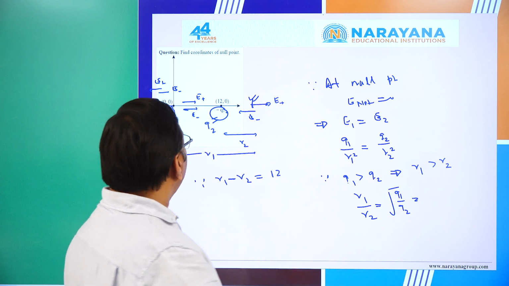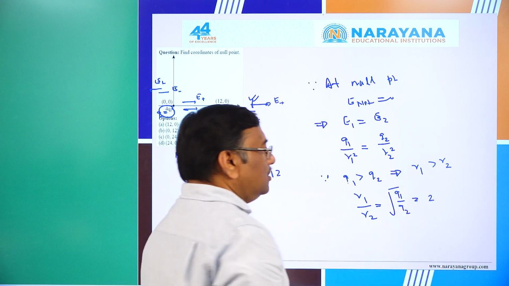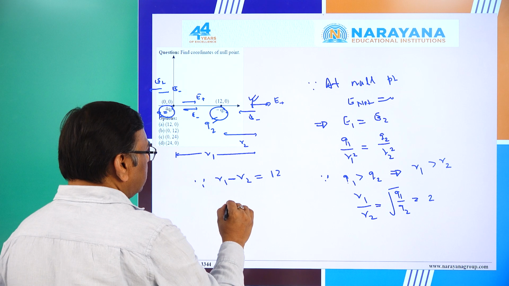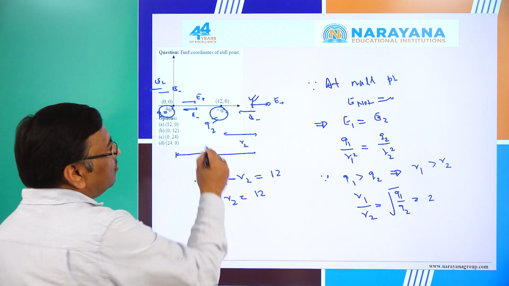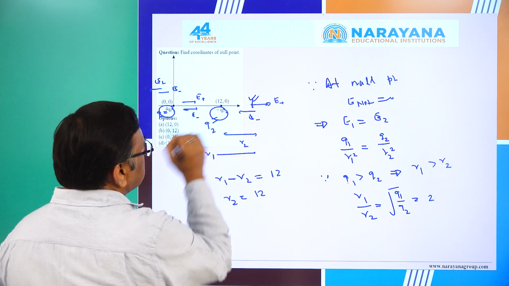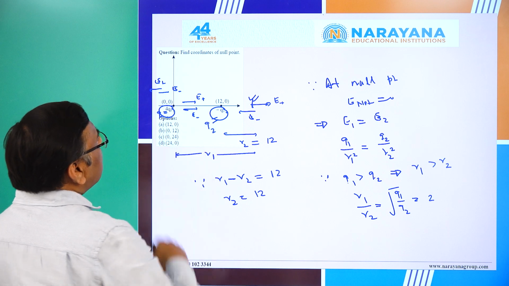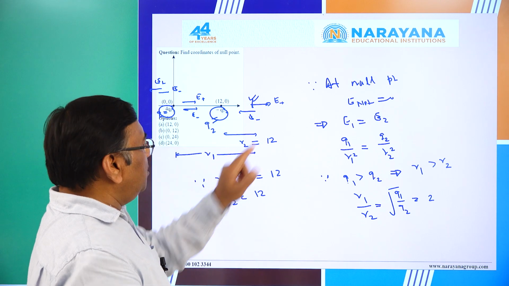Under root of Q1 upon Q2 is under root 4 upon 1, that means 2. So R1 is equal to 2R2. If R1 is equal to 2R2, that means R2 is equal to 12. That is what we are looking for. This distance is already given to you, 2, R2 is going to be 12 here. Whatever the units given to you, centimeters, meters, whatever it is, it is going to be 12 units here.